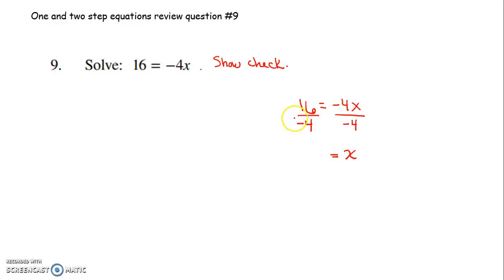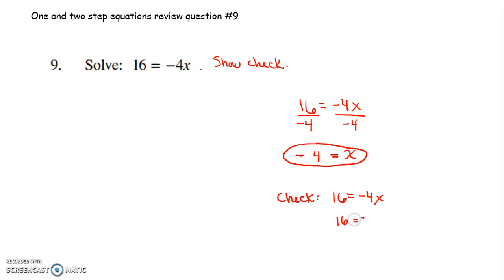On the left-hand side, this is division. What's a positive divided by a negative? Oh, a positive divided by a negative is a negative. 16 divided by 4 is 4. So x equals negative 4 would be my answer for this. And then I would show a check. To show your check, you always put down the original equation. 16 equals negative 4x. In place of x, I'm going to substitute negative 4.